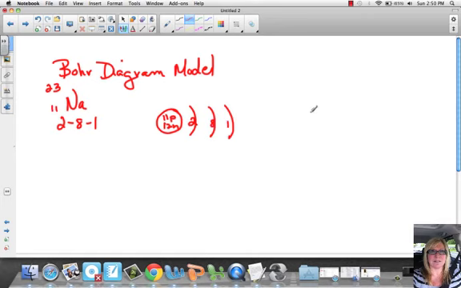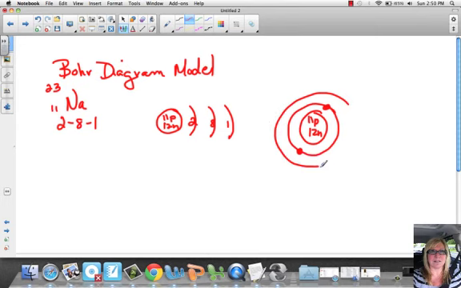Now you can also draw it as I did in class like this, but it really takes a much longer time to draw the whole thing. 2, 8, and then 1 in the last one. So I told you that you could just simply do these half shells.